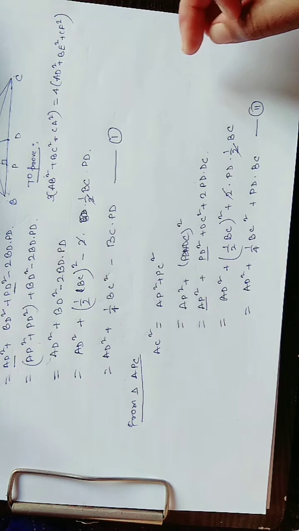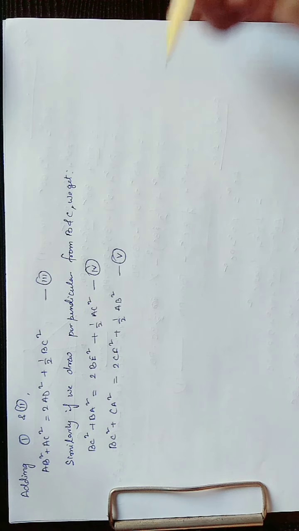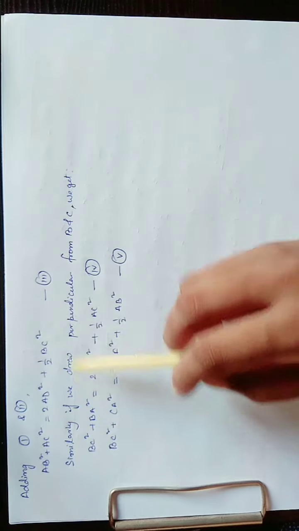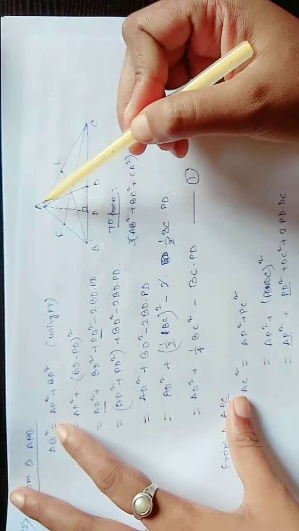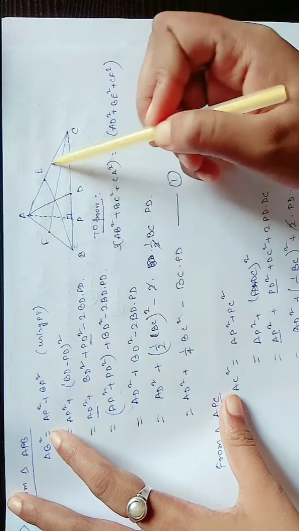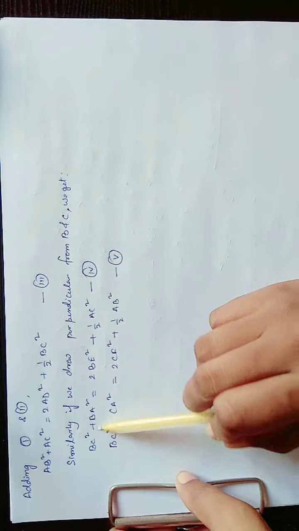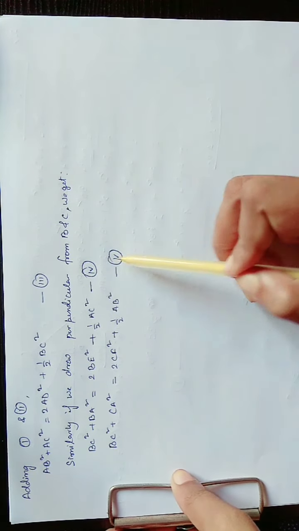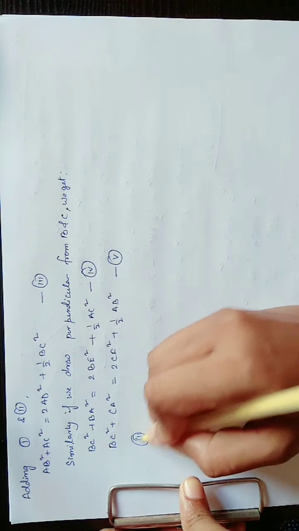Now you have to add both these two equations. After adding these two equations, we get the equation like this. In the previous one, we drew the perpendicular from A to side BC. If we drew the perpendicular from B to AC or C to AB, we would get equations like this one and this one. So naming them as 4 and 5. Now add all the three equations, that is 3, 4 and 5.